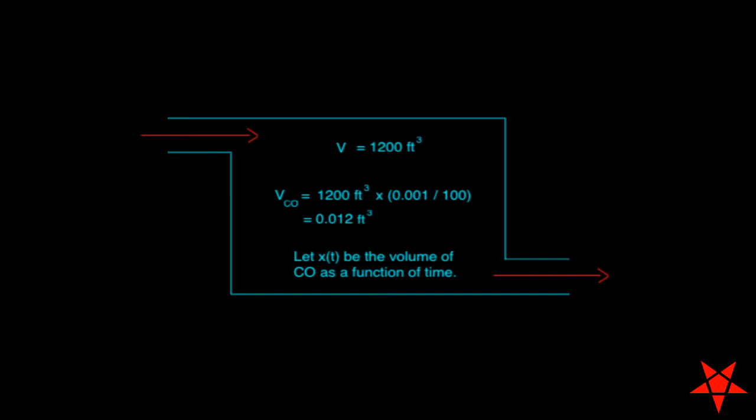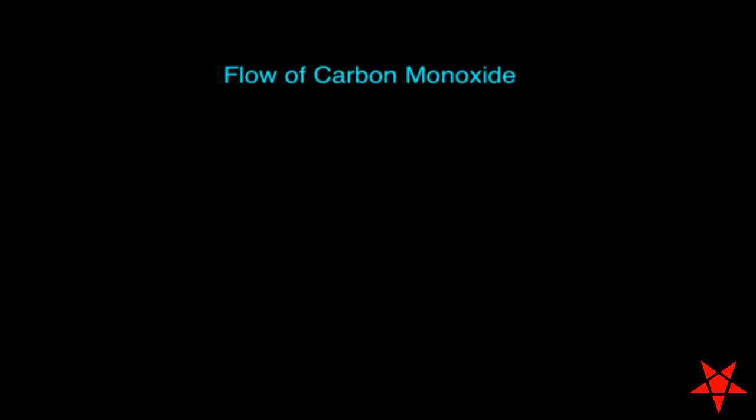Since the total volume of air in the room is constant, the same volume will be flowing in as flows out. As previously stated, the air leaking into the room has a 5% concentration of carbon monoxide. However, the concentration of carbon monoxide flowing out of the room depends on the amount present in the room at time t. At this point, we need to know how many cubic feet of carbon monoxide are flowing per minute both in and out of the room.